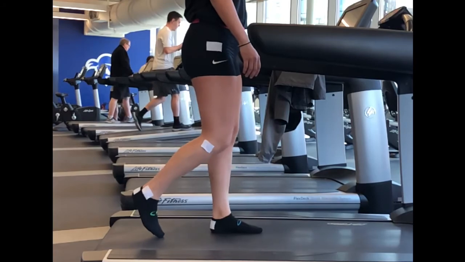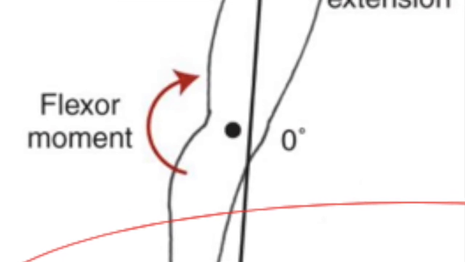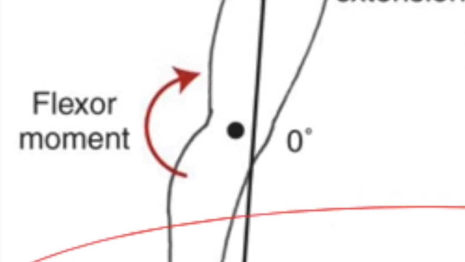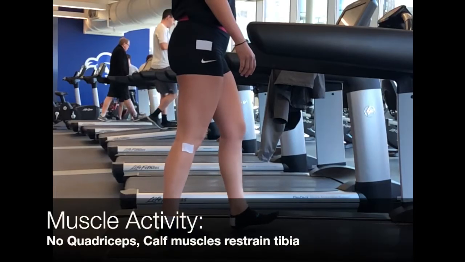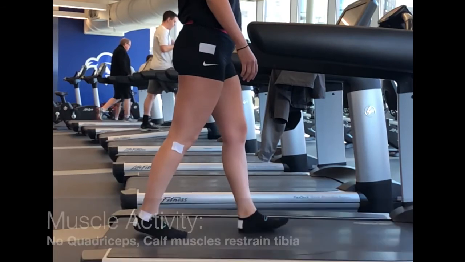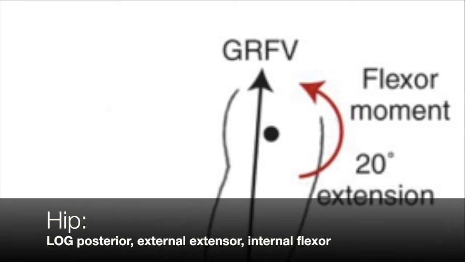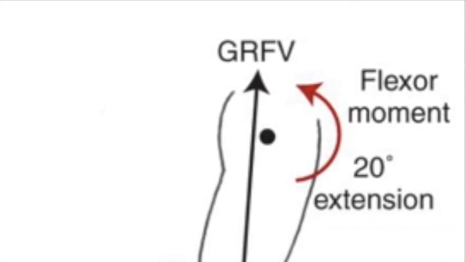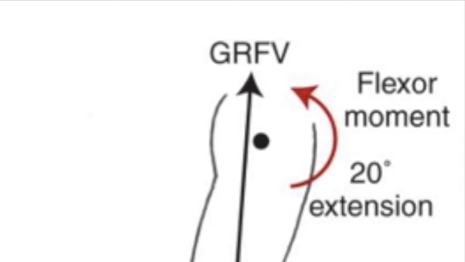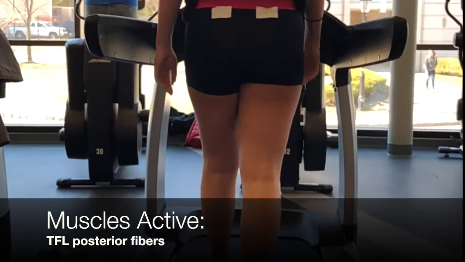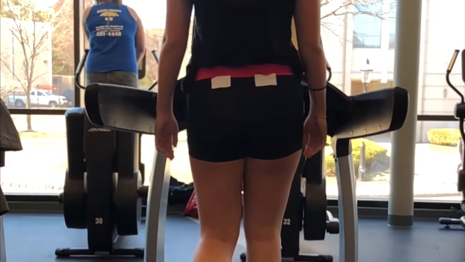During this phase, the line of gravity is anterior to the knee, so there is an external extension moment countered by an internal flexor moment. Because of the large external extension moment, the quadriceps are not active. The calf muscles continue to control the tibia, creating stability in the knee joint, but still allowing for forward progression. At the hip and pelvis during heel off, the line of gravity is posterior, creating an external extensor moment and an internal flexor moment. At this phase, the adductor moment starts to decrease. Internally, the anterior fibers of the TFL are active. The rotation of the pelvis allows for smooth advancement of the body as it passes the foot.